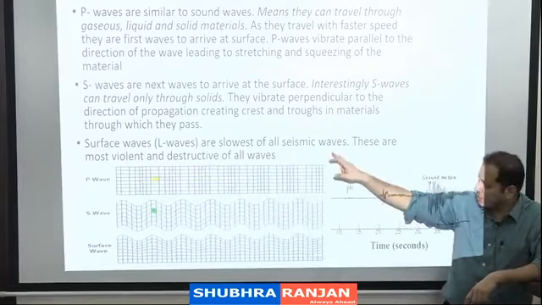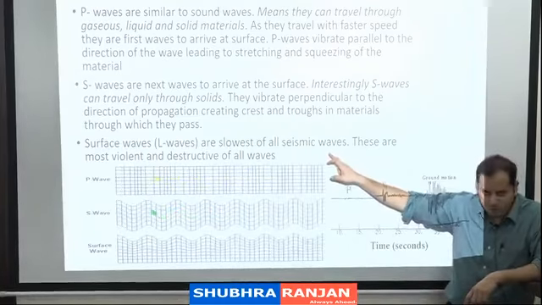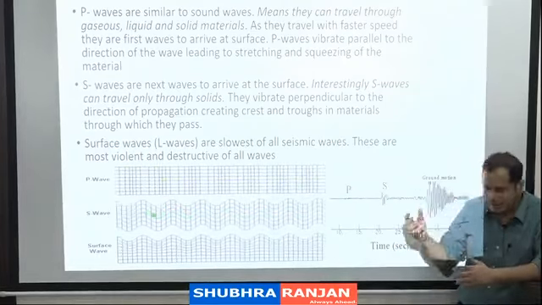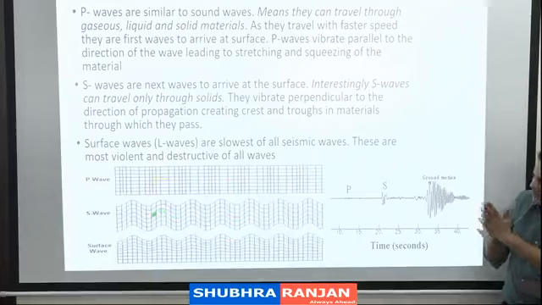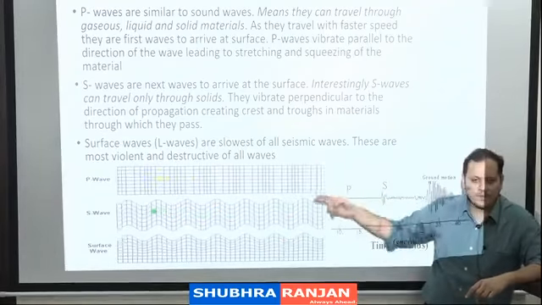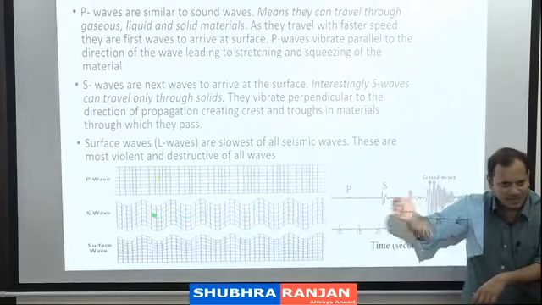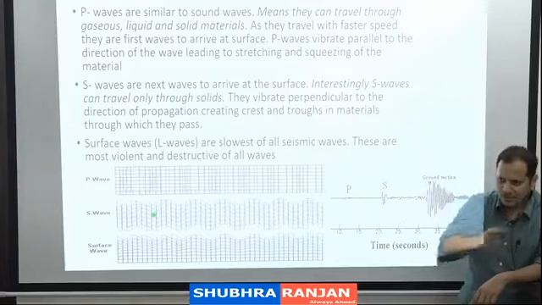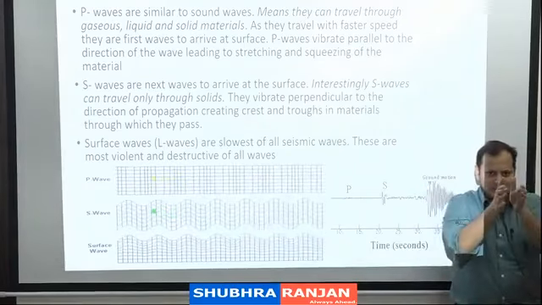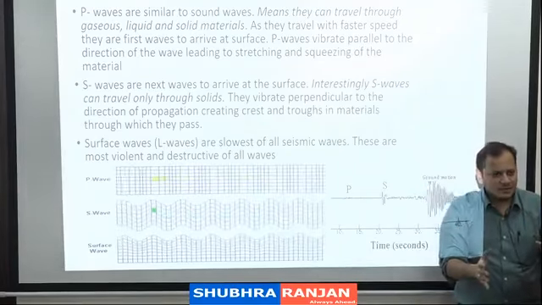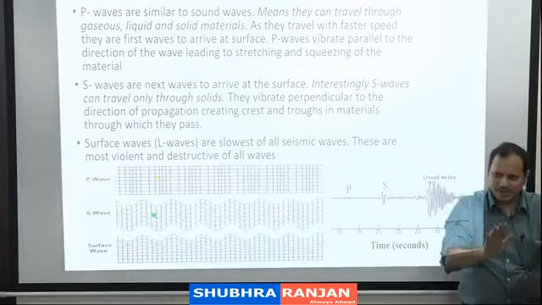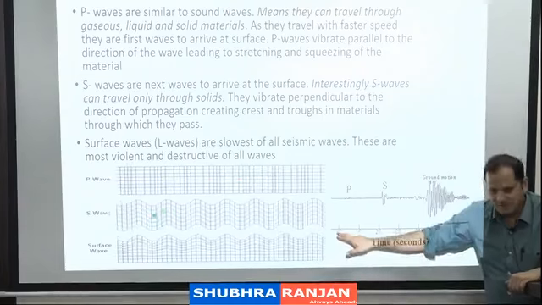Surface waves are the slowest of all seismic waves. They are the most violent and destructive, and you have seen that surface waves are formed due to the interaction of both. So you see the material is going up and down, and it is going in a to and fro manner also, and therefore buildings compress and they collapse. Buildings go up and down, roads go up and down, and as a result of this, often surface waves.